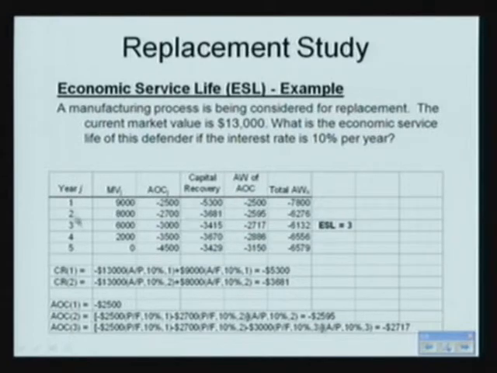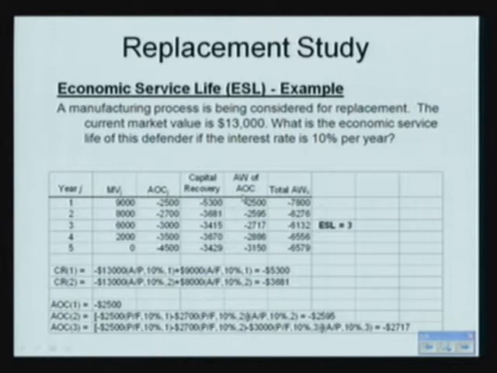Now, to explain the capital recovery for year 2, I'm showing here a minus 3,681. How do I get that? Well, I take that same initial value, the $13,000 it's worth now, but now I'm spreading it over 2 years. After 2 years, I can sell it. The market value is $8,000, and so I spread that back. I want to find the annual worth of that future value. Add those two terms together, I get the minus 3,681. I use that same concept for year 5. It would be minus 13,000 A given P 10% 5 plus 0, essentially.